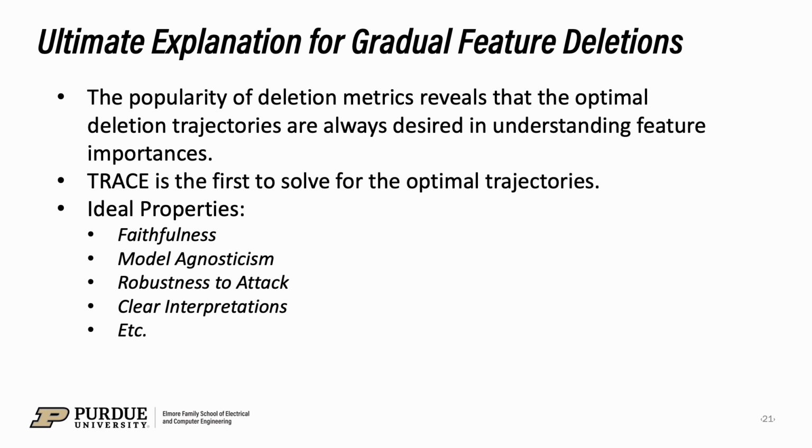In addition to benchmarking the deletion metrics, we can notice that TRACE also provides the principled explanation regarding deletion metrics. The popularity of deletion metrics reveals that the optimal deletion trajectories are always desired in understanding feature importances. And TRACE, to our best knowledge, is the first to solve for the optimal trajectories, and it brings a lot of ideal properties such as faithfulness, model agnosticism, robustness to attack, and also clear interpretations, etc. For details of these properties, please refer to the manuscript.